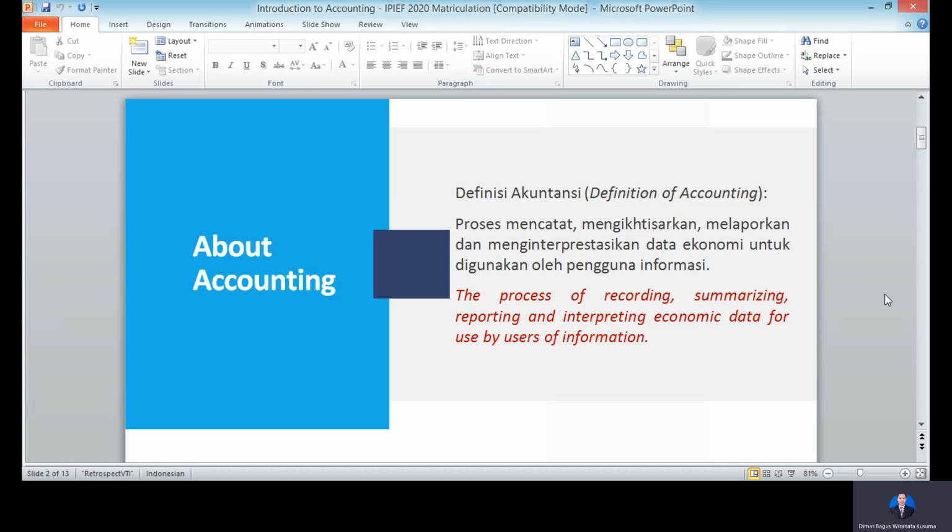Okay, here I think you have known already that accounting is the process of recording, summarizing, reporting, and interpreting economic data for being used by users of information. So accounting basically tries to compile all the information that everyone needs in order to be interpreted in the context of economic policy.